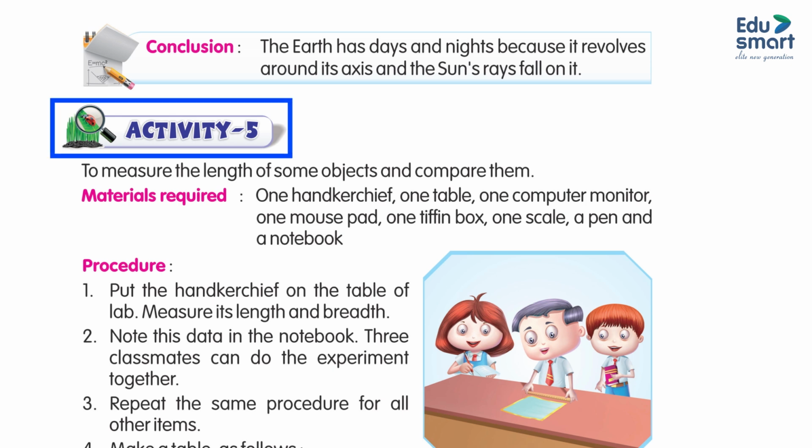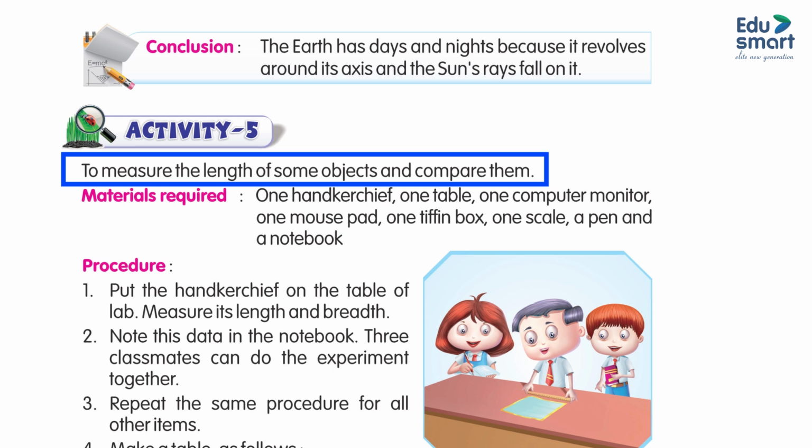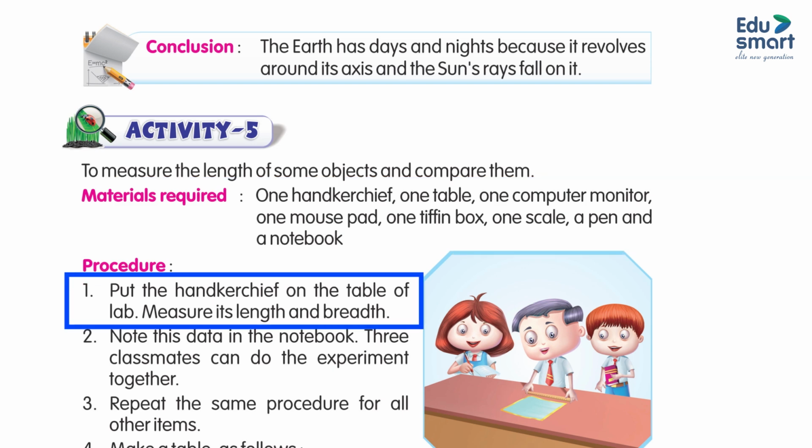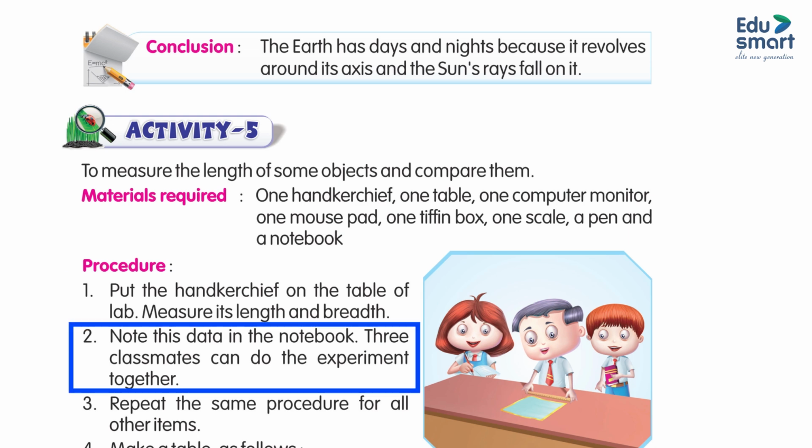Activity 5. To measure the length of some objects and compare them. Materials required. 1 handkerchief, 1 table, 1 computer monitor, 1 mouse pad, 1 tiffin box, 1 scale, a pen and a notebook. Procedure. 1. Put the handkerchief on the table of lab. Measure its length and breadth. 2. Note this data in the notebook.